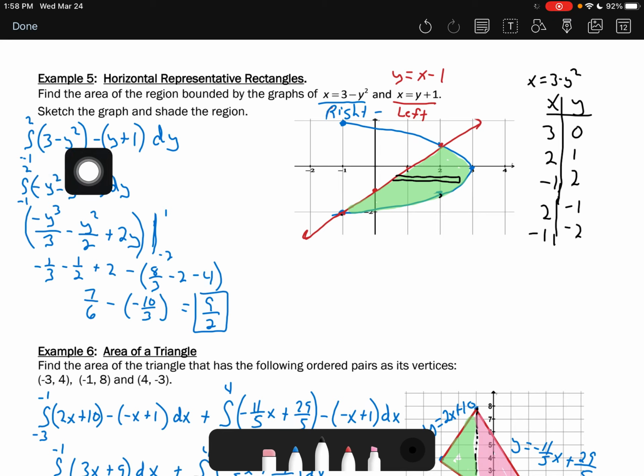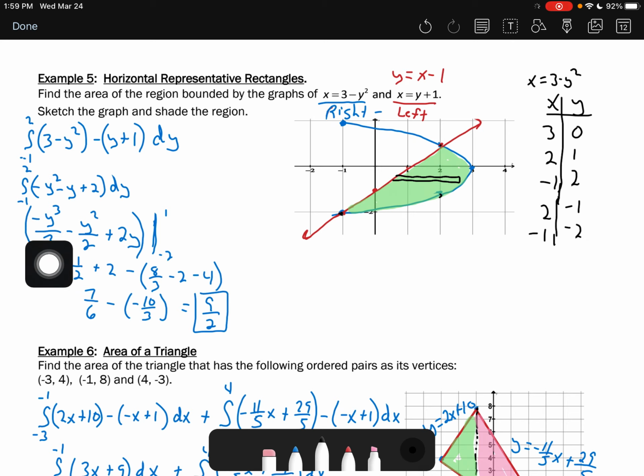So that's what I'm doing here: 3 minus y squared, minus y plus 1 for my linear. When I combine the like terms, I get negative y squared minus y, and subtracting that 1 from the 3, I get plus 2. And again, like we said, our bounds are going to be negative 1 to 2 because those are the coordinates of our intersection points here, okay?